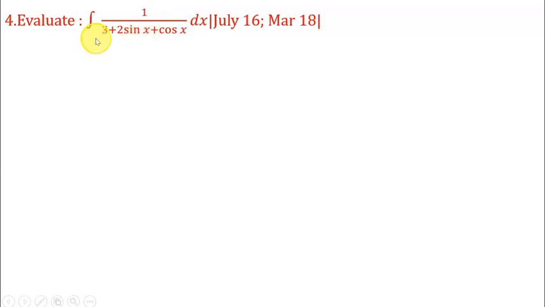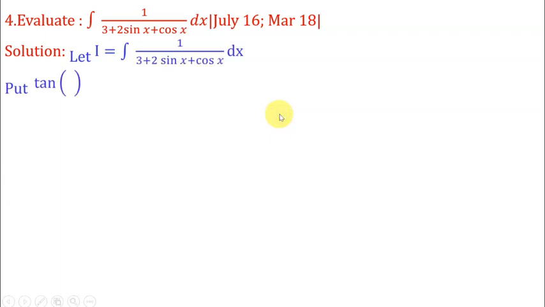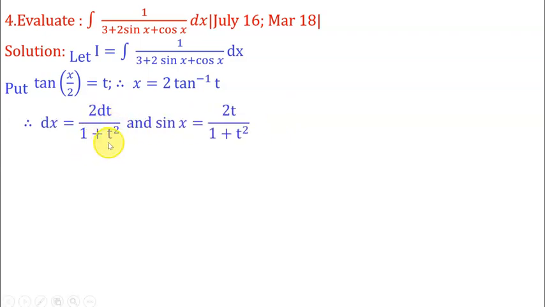Next example. Evaluate the integral of 1 upon 3 plus 2 sin x plus cos x dx. This example was asked in the July 16 and March 18 examinations. Here again we use the substitution tan of x by 2 is equal to t, so x is equal to 2 tan inverse of t. Therefore dx is equal to 2 dt upon 1 plus t square.